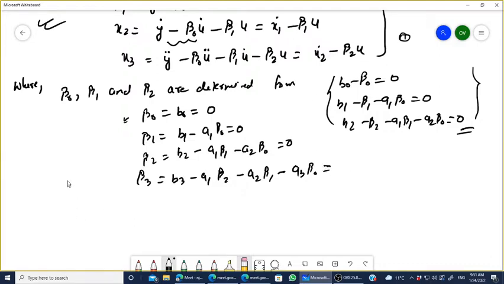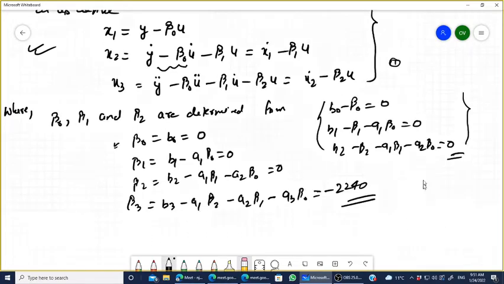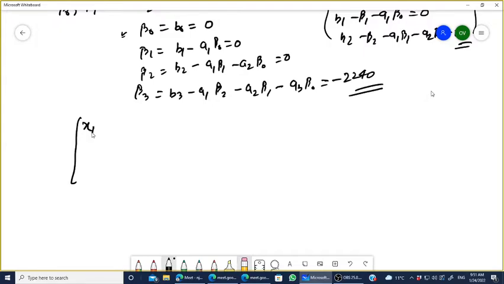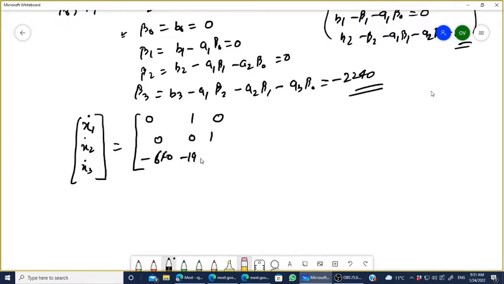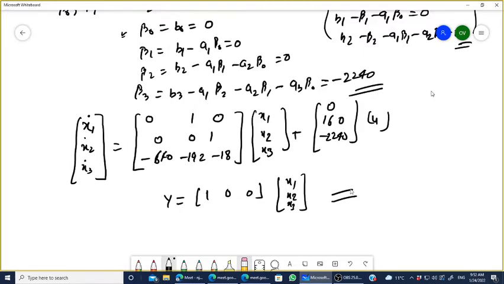And when you solve this equation, it will become minus 2240, right? So ultimately your equation becomes x1 dot. Just to practice, you practice, it will come by itself. When you have done the derivation, solve that derivation again, then you will be able to solve, otherwise you will face a problem. So 0 1 0 0 0 1 minus 640 minus 192 minus 18, x1 x2 x3, and then b1 b naught, so 0 160 minus 2240. And obviously this is the x1, so 1 0 0, x1 x2 x3. So this is the solution for the problem. Just try to solve this yourself, otherwise you will have a problem, right?